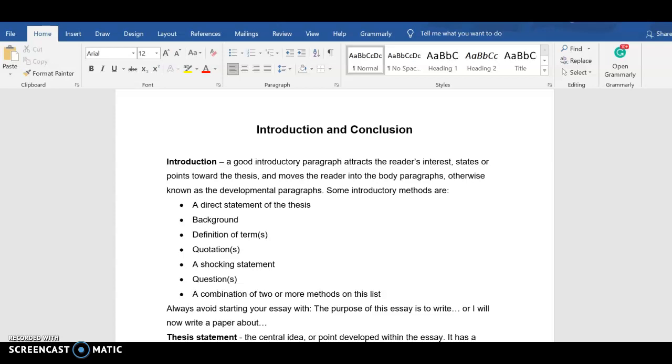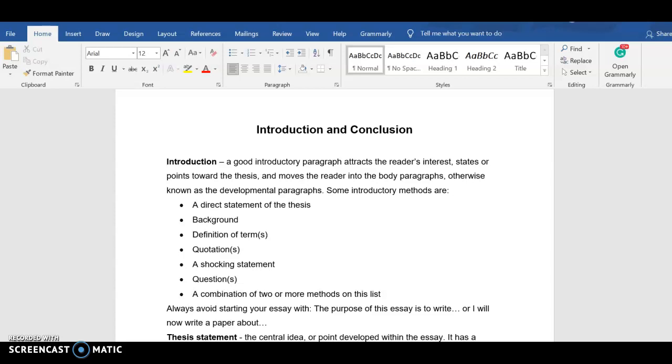Some introductory methods are as follows. A direct statement of a thesis. This doesn't necessarily apply to every single paper, but in most papers it does apply, and it does apply in the introduction. Some kind of background information might be needed. A definition of terms. Now, a definition of terms could be good in the introduction. We just want to make sure that we avoid it being the very first sentence that we start with.